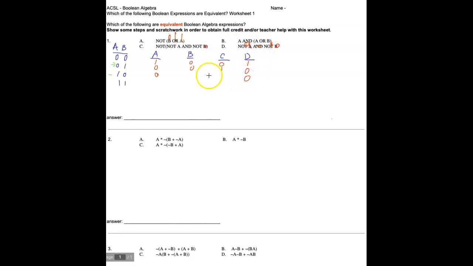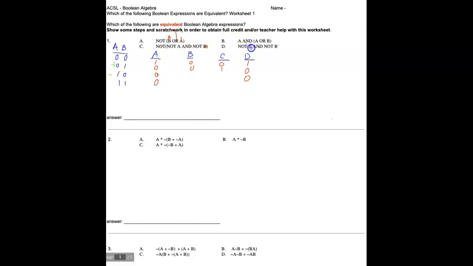Wow, that's a match. Well, definitely B and C are already out. I'm not wasting my time evaluating B and C. Oops, sorry about that. So moving on then to compare the last ordered pair, 1, 1. 1, 1, plugged in for my A and B here in part A, and then I'm going to only look at D. So plugging in 1, 1, a 1 or a 1 is a 1, the not of a 1 is a 0.